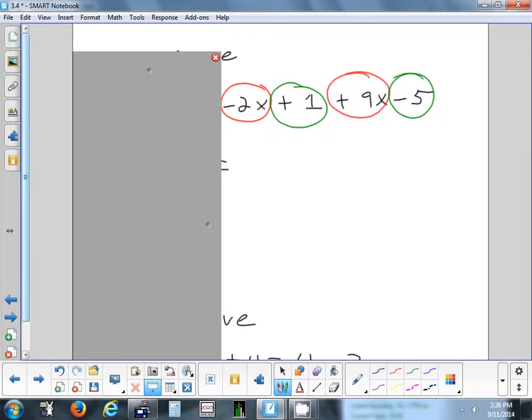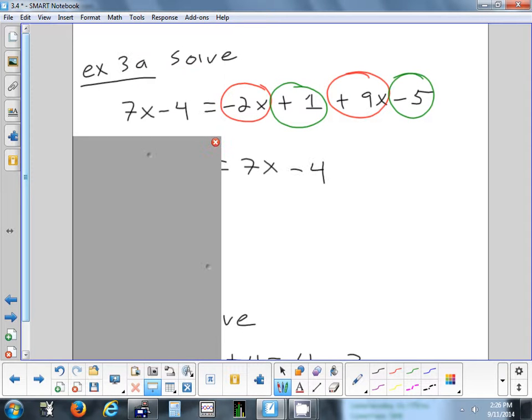What's negative 2x plus 9x? 7x. Very good. Negative 2 plus 9, that's your 7, and remember, it was an x, 7x. What's 1 minus 5? Negative 4. Very good.